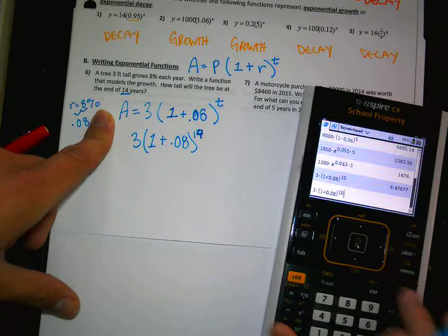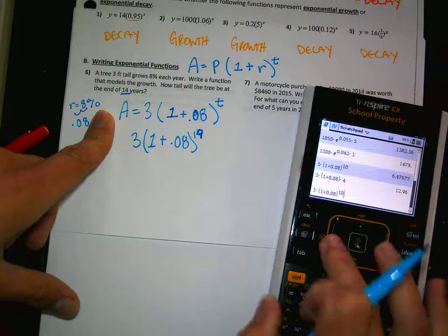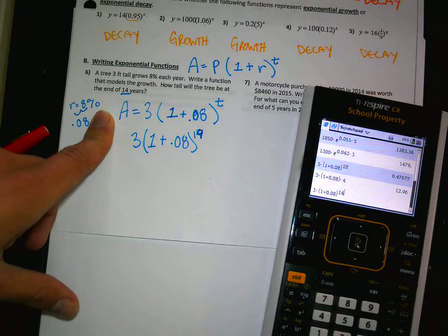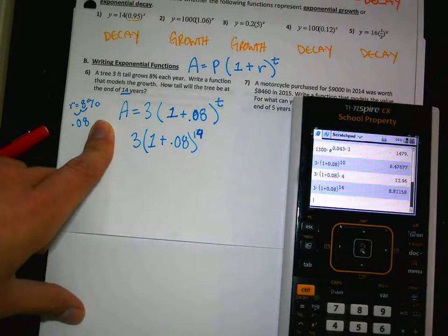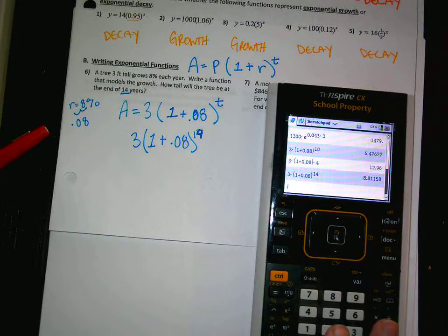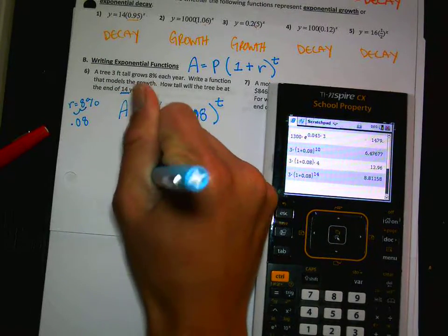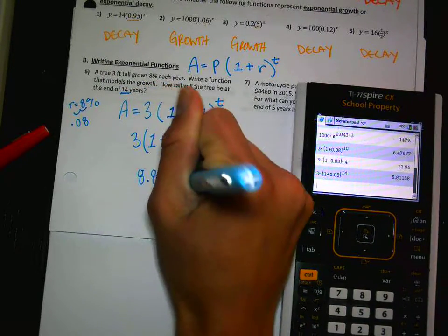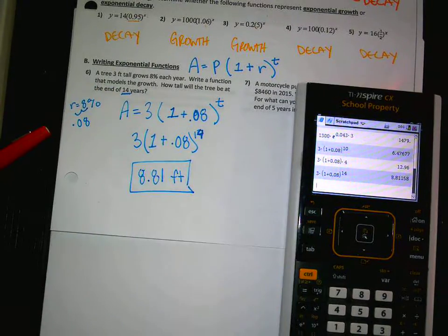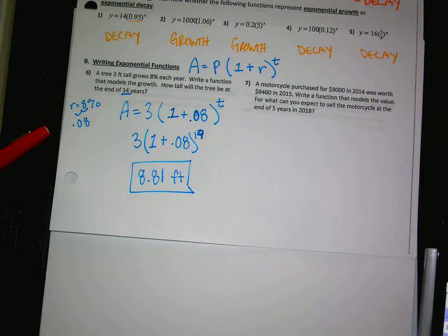Will it ever try to trick you and be like, 2 months, and then it gives you the rate of the year? Not in this class. All right, so after 14 years, it would be 8.81 feet. All right, so any questions on that one?